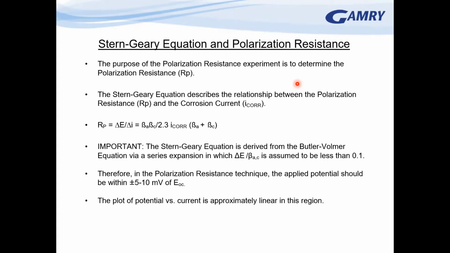This relationship is a linearization of the Butler-Volmer equation, assuming that the ratio of the voltage change that we apply to the surface over the Tafel constants is less than 0.1. Hence, the polarization technique uses an applied potential of not more than 10 or 20 millivolts away from the open circuit potential. The plot of potential versus current that we're going to get is approximately linear in this region.